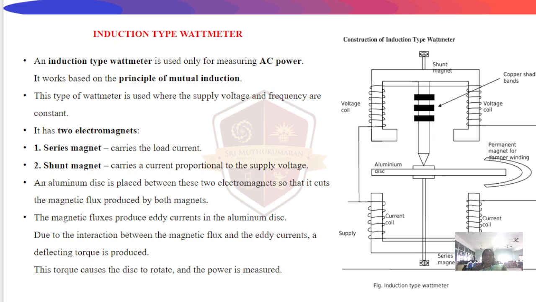When AC supply is given to this, the magnetic flux is produced. This changing flux induces eddy currents in the aluminum disc. The interaction between flux and the eddy currents produces torque. This torque causes the disc to rotate, and the pointer indicates the power.